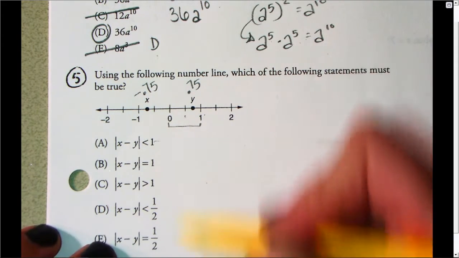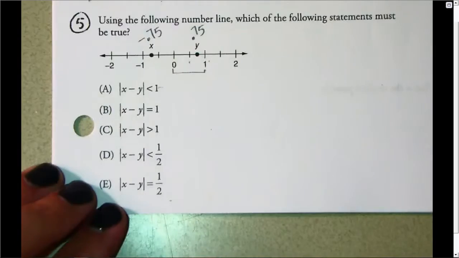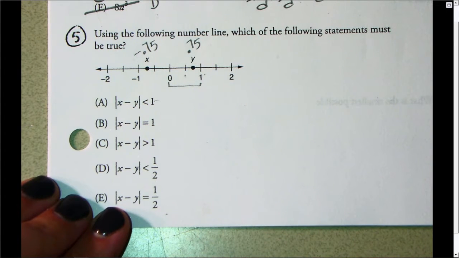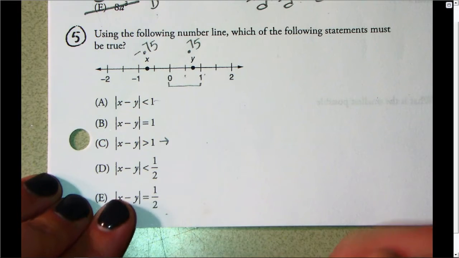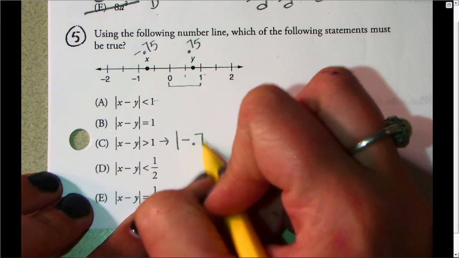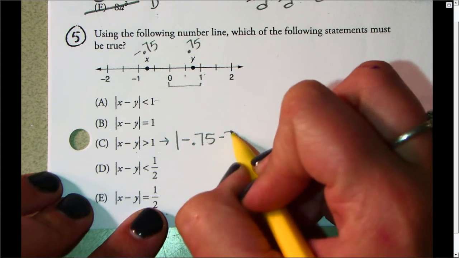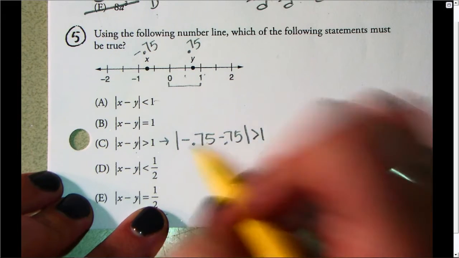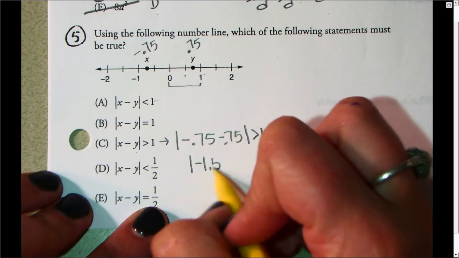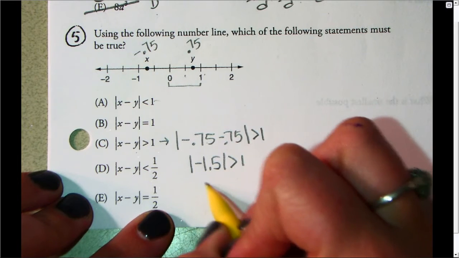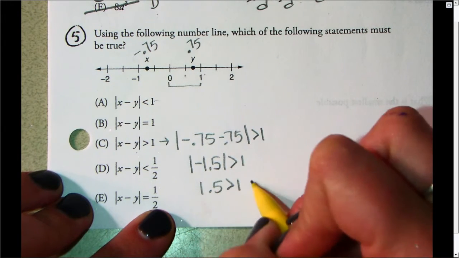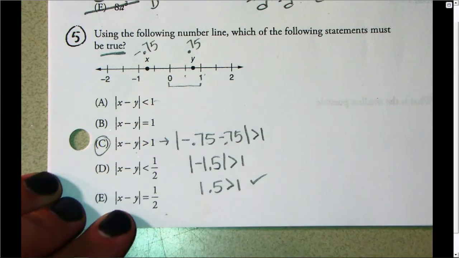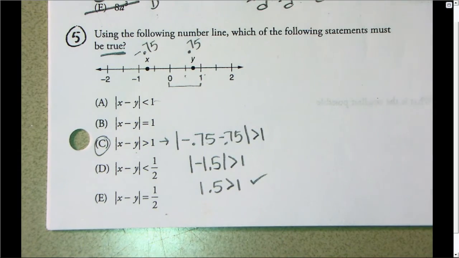You're looking for which inequality must be true. Basically, you do have to plug it into the question and simplify. So to save us time, I'm just going to go ahead and plug it in to C because C is the correct answer. The absolute value of negative 0.75 minus Y, which is positive 0.75, is greater than 1. So right here, I have negative 1.5 is greater than 1. Well, the absolute value of negative 1.5 is positive 1.5, and that is in fact greater than 1. Remember, you're looking for which one is true, so it is C. And as you kind of work through this, you'll see that C is the correct answer.